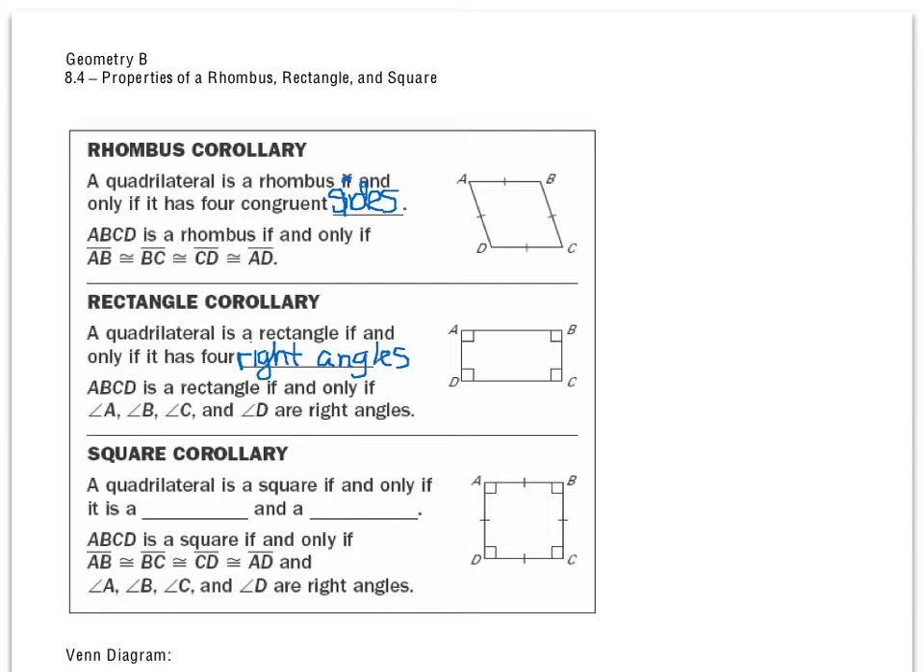Our square corollary says a quadrilateral is a square if and only if it is a rhombus, so all sides are congruent, and a rectangle, so all angles are congruent. So ABCD is a square if and only if segment AB is congruent to segment BC, is congruent to segment CD, is congruent to segment AD, and angle A, angle B, angle C, and angle D are right angles. Which you already knew what made up a square, but oh, I spelled the word rhombus wrong. R-H-O-M-B-U-S. You already know that for a square, it's got all right angles, all 4 sides congruent, but the rhombus part might be the newer piece here.